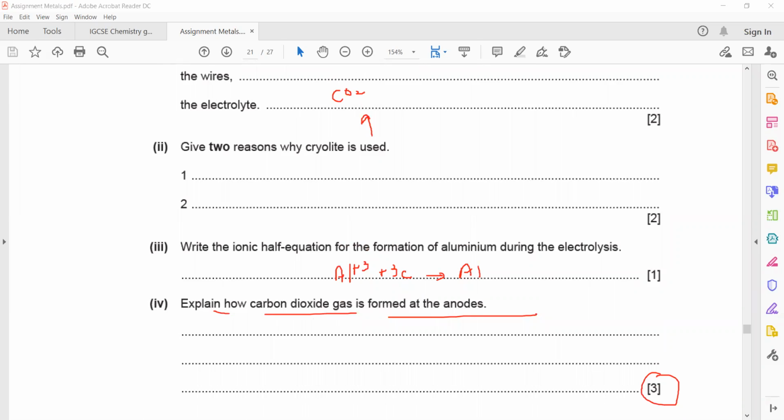So first thing you will mention, oxygen ions move towards anode, form oxygen gas. And anode is made up of carbon, and that anode or carbon reacts with oxygen, resulting in the formation of carbon dioxide. So you can see a very simple answer, and you will score 3 marks. So oxygen reacts with carbon from graphite at anode due to high temperature, you can also mention, because at low temperature the reaction is not possible. So at high temp, due to high temperature.